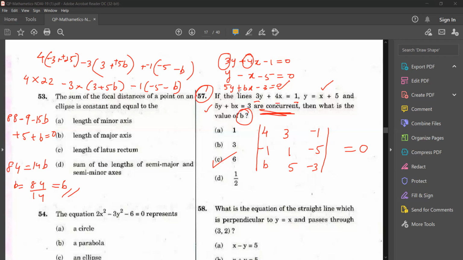So what is the takeaway from this question? It is just a direct question. If three lines are concurrent, if we take the determinant of the coefficients of x, y and the constant, if you write this in the determinant form, the determinant will be equal to 0. Okay. So let's see some other questions in the next session. Thank you.